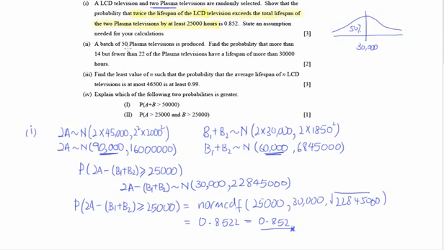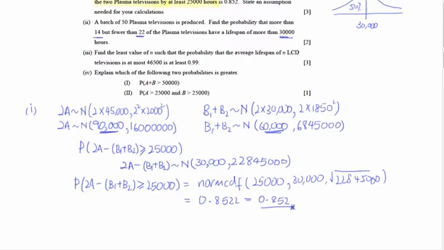A batch of 50 plasma TVs is produced. Find the probability that more than 14 but fewer than 22 have a lifespan of more than 30 hours. So this sounds like a binomial distribution because we are talking about whole numbers first of all. Second, there's a maximum number of plasma TVs that's produced, right? So the maximum number is 50. So alright, let us scroll down a little.